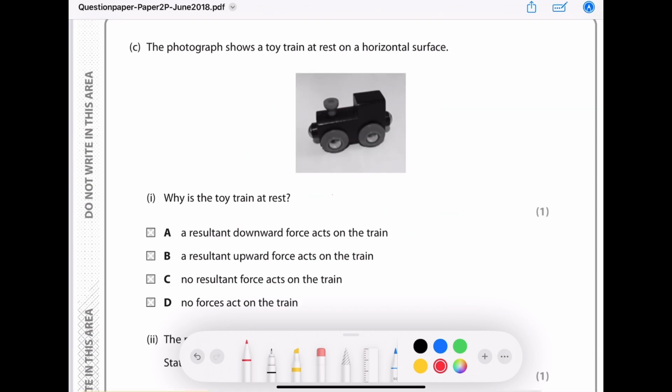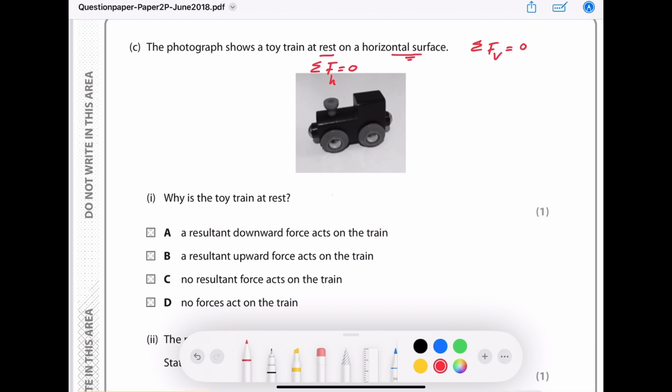Section C, the photograph shows a toy train at rest. So it means it is not moving, so the summation of forces here must be 0. And it says on a horizontal surface, so it means no inclination. So the summation of the vertical forces equals 0. And for rest, the summation of the horizontal forces is 0. Rest here means no forward force and no backward force, so it's not moving.